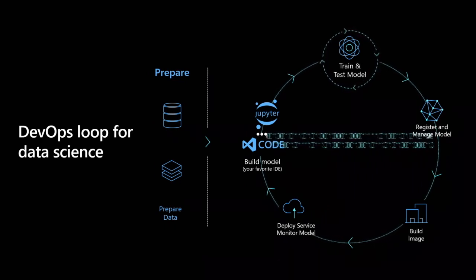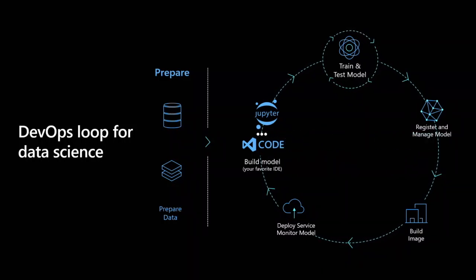It's actually the DevOps loop for machine learning, where you're getting all of this data, your data scientists are training and testing these models on an ongoing basis, you're registering these models, you're building images, you're deploying them, you're observing them, you're rebuilding them, and then again, training and testing them, and so on and so forth.